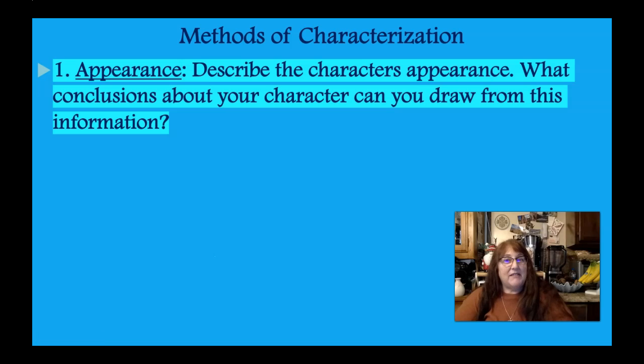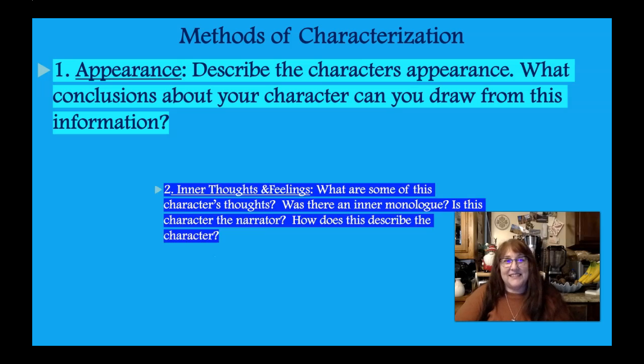The author describes the character's appearance. What conclusions about your character can you draw from this information? If he's dressed in beautiful gold threads and beautiful clothes and diamonds and jewels, you'll make a conclusion, right? It's not a mistake. Authors don't make mistakes. That's how they teach you who the character is.